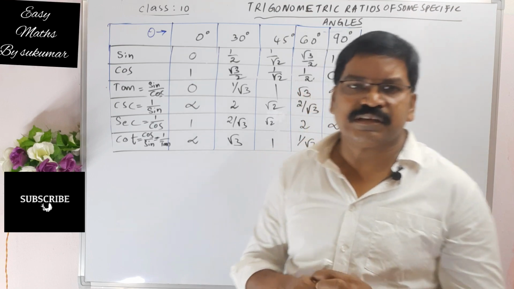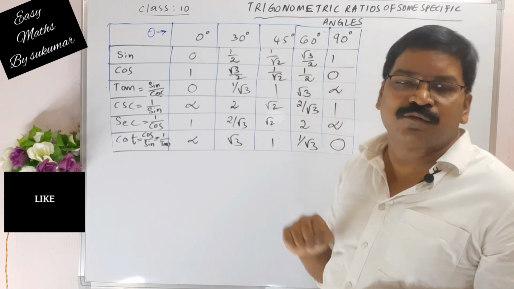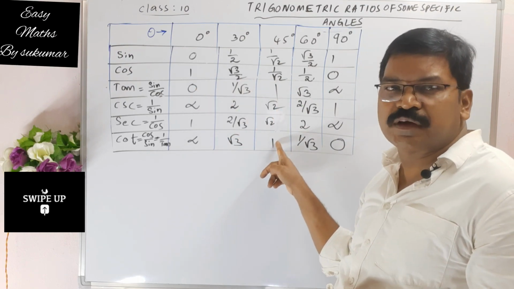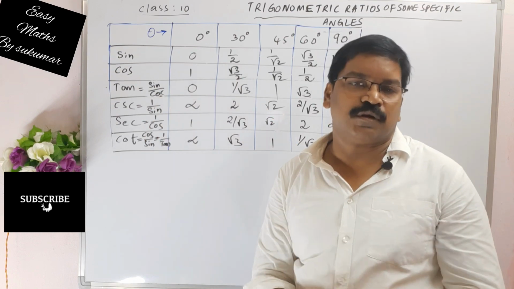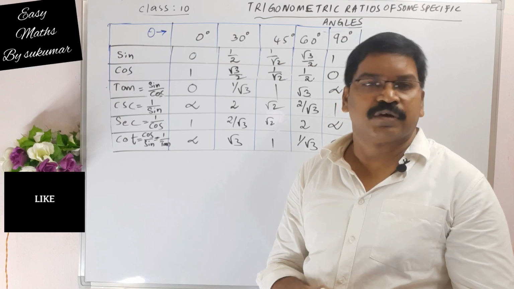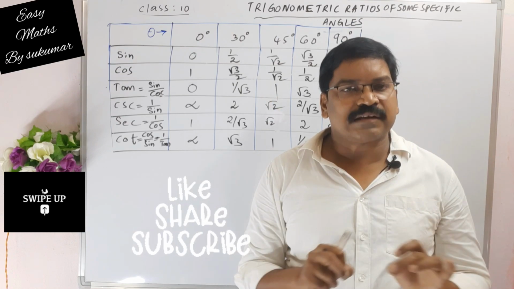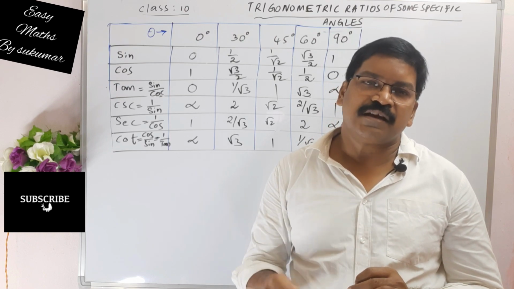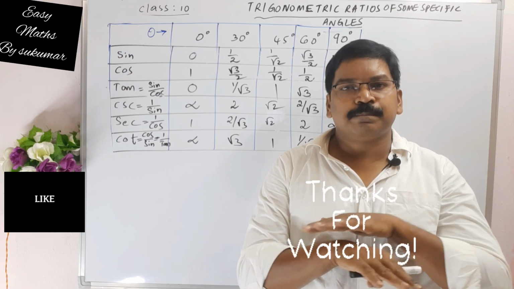See, my dear students, what do you observe here? This sine 45 and cos 45 are equal. And tan 45 and cot 45 are equal to 1. Similarly, cosecant 45 and secant 45 are also equal to root 2. Okay. See, this is the table. Please practice this table once and write it without seeing also, my dear students. Then it will be perfect for you.